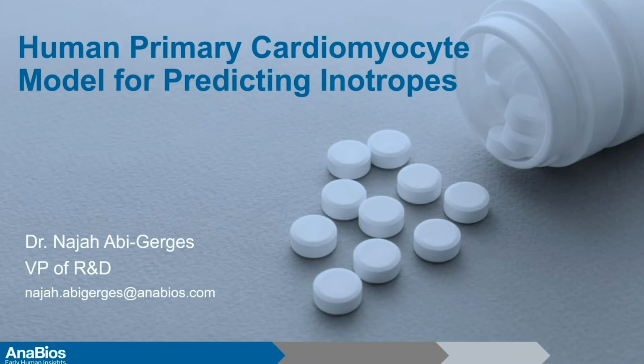First, let me introduce myself. My name is Najah Abi-Gerges. I am VP of R&D at AnaBios here in San Diego. I have been doing drug discovery for the last 18 years and my background is in cardiac research.